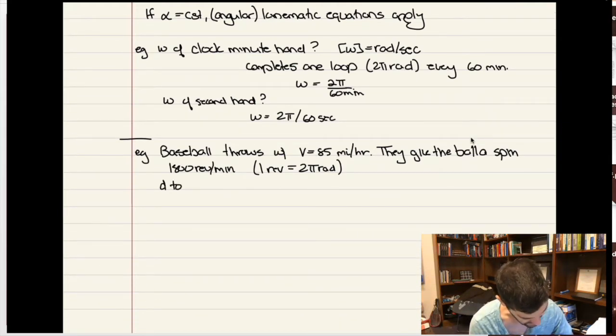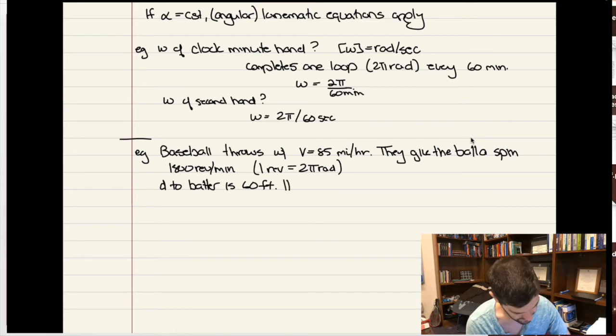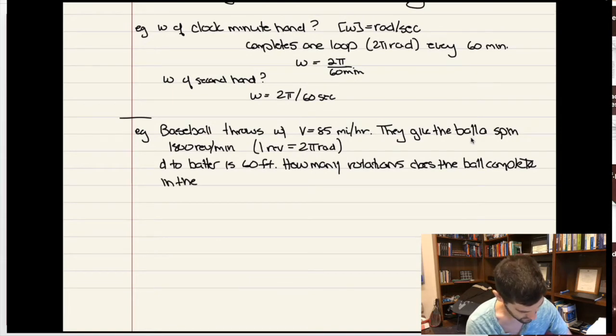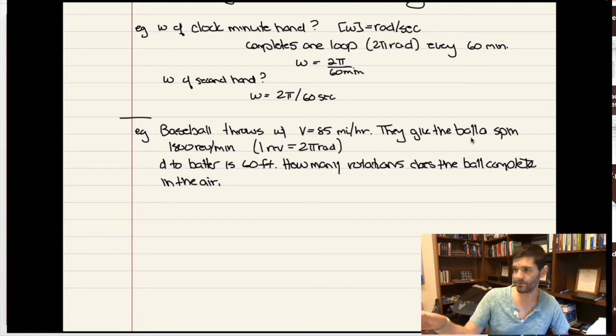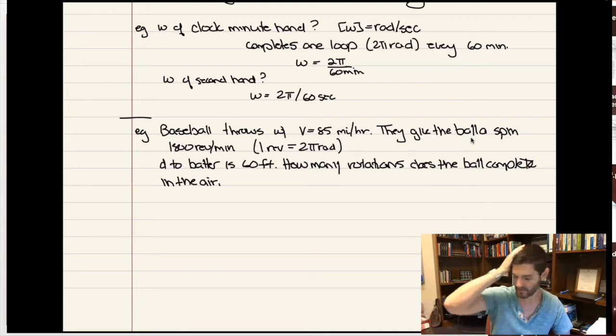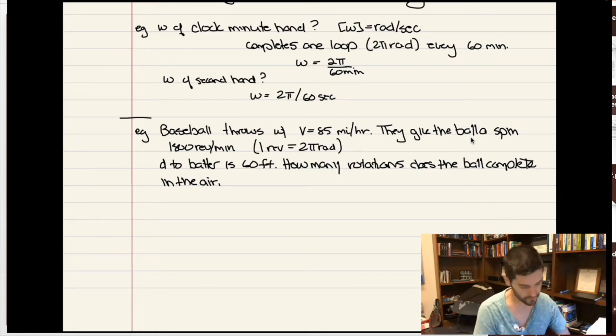The distance to the batter is 60 feet. I could ask, how many rotations does the ball complete in the air? Pitcher throws a ball. It's moving at 85 miles per hour. It has to travel 60 feet. The pitcher gives a spin to the ball, so the ball is spinning while it's flying towards the batter at a rate of 1,800 revolutions per minute. How many revolutions does it complete in that time?